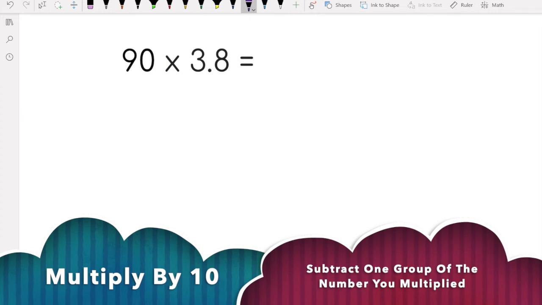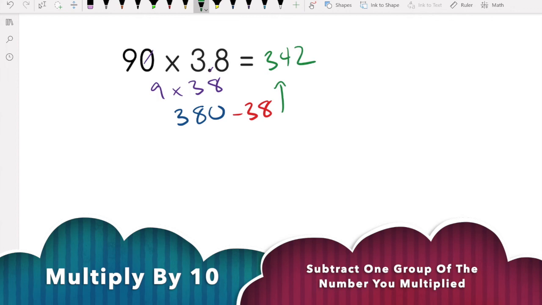Okay, next one. I'm going to get rid of the 0 and the decimal, so I have 9 times 38. I do 10 times 38 to get 380. Then I minus one group of 38, and that gives me 342. And now I have to consider the decimal. This is 90. This is close to the number 4. 90 times 4 is 360. So this is right. It's a little less than 4 here, so it has to be less than 360. And again, with practice, you can do this all in your head extremely quickly. That's what you should be practicing once you finish these videos.